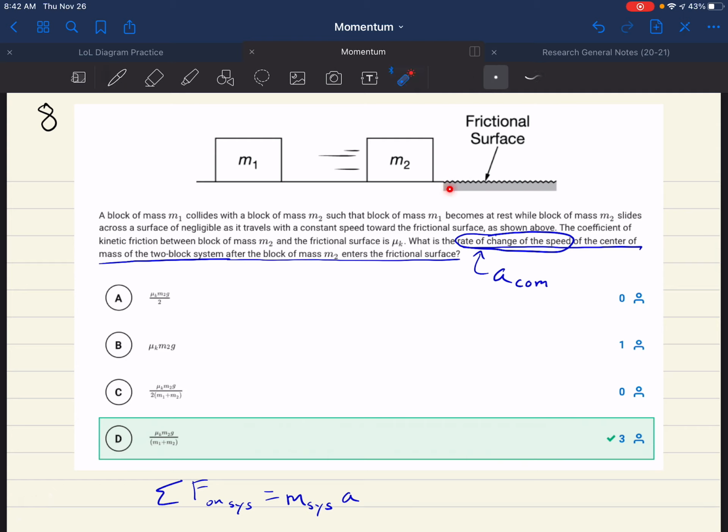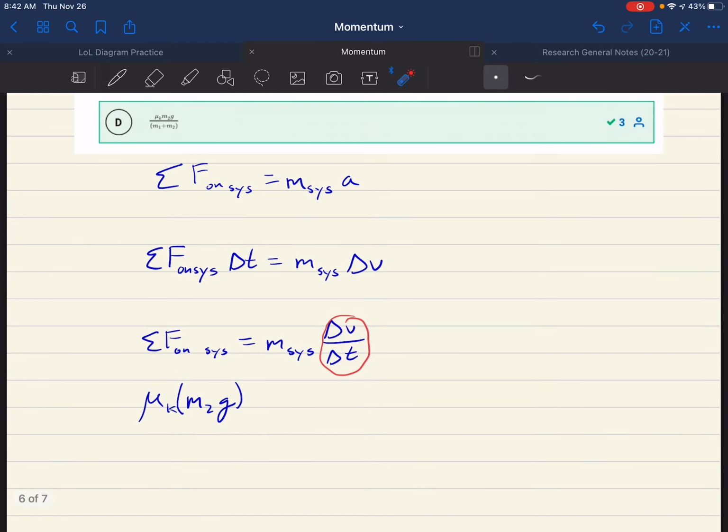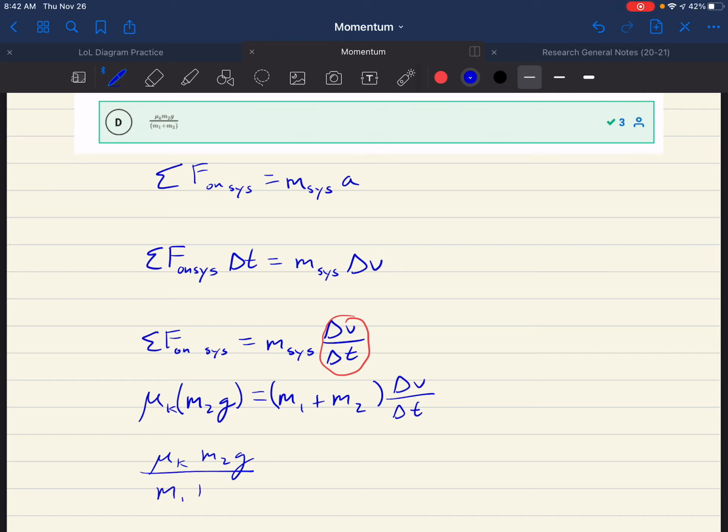But even though the frictional force is just on this block, that means there's frictional force on the two-block system. The fact that there's force on this means there's force on the system. But we're not looking just for the acceleration of block 2. We're looking for the acceleration of the whole system. So we could do something like this to get the mass of the whole system. And then if we solve it, we get m2g over m1 plus m2.